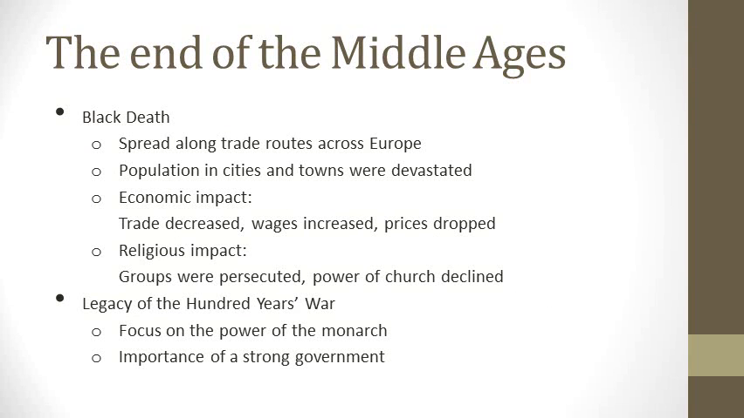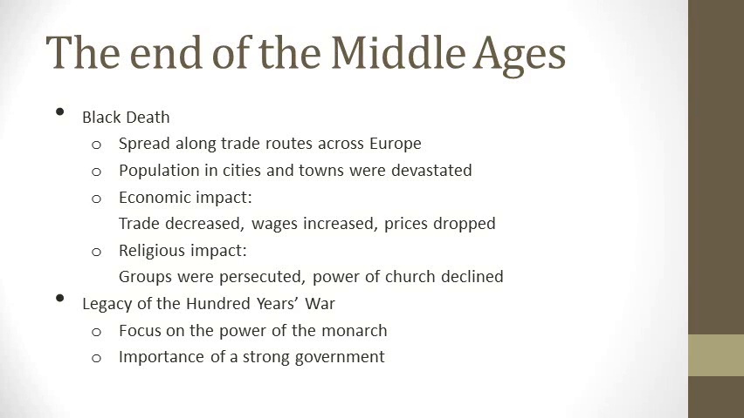By the end of the Middle Ages, there are really two main events that kind of mark the end of this time period. Number one is the event known as the Black Death, and it's an outbreak of the plague. It spread along trade routes across Europe. Population in cities and towns were devastated. Historians estimate that as many as 1 in 2 people died in certain locations.